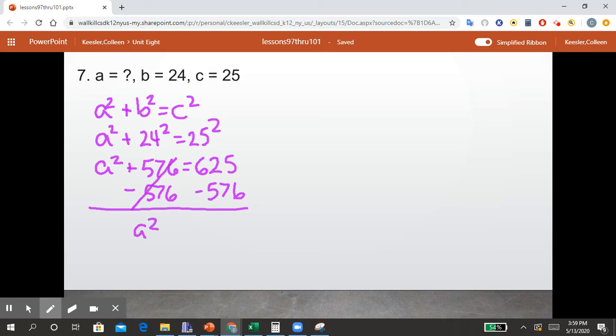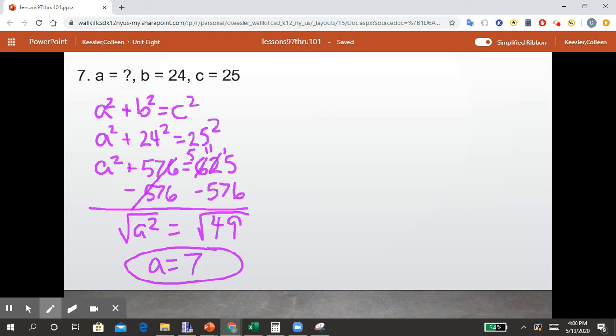And we get A squared equals 625 minus 576, which means we have to borrow. And 15 minus 6 is 9. Borrowing again. 11 minus 7 is 4. And 5 minus 5 cancels out. So it's A squared equals 49. Take the square root, and we know that 49 is a perfect square with the answers of 7 and negative 7. But because this is a triangle and a side length, we just need 7. So A equals 7. Let's see what else we've got in store for you.